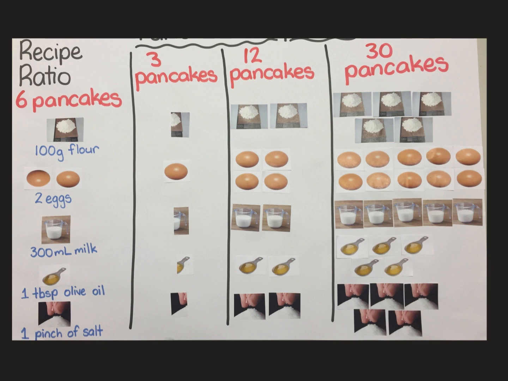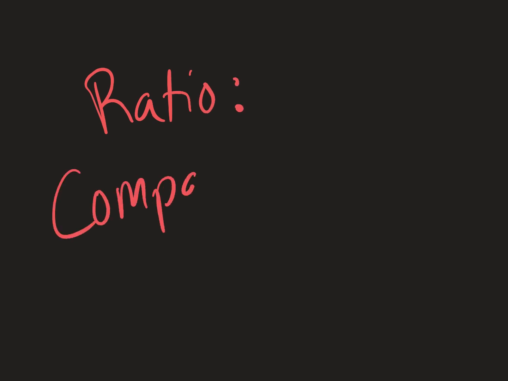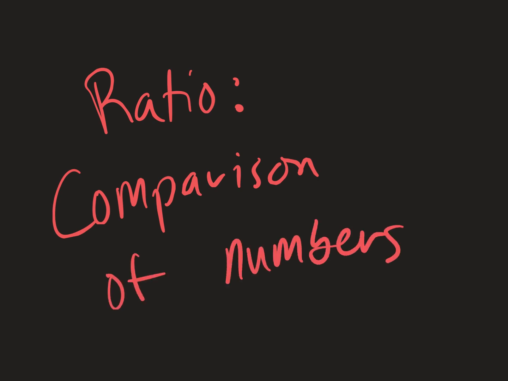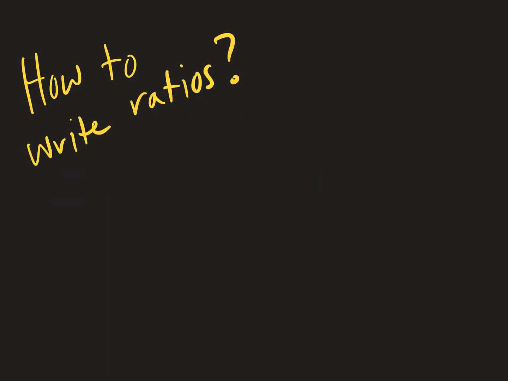Let's talk real quick about what a ratio is, okay? So when we say ratio, a ratio is a comparison. A comparison of numbers. Okay, and so when we say comparison, we're generally going to need 2 different sets of numbers. And so we're comparing, so we need 2 different numbers. So how do we write ratios?